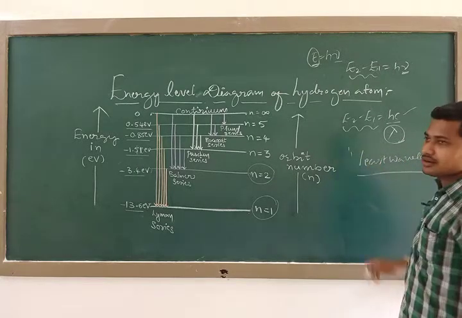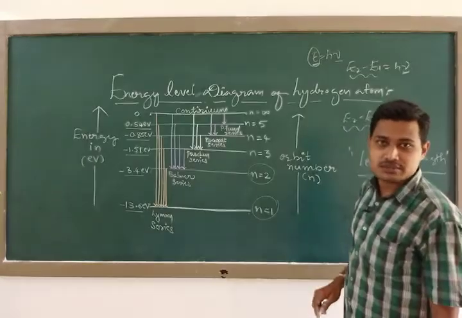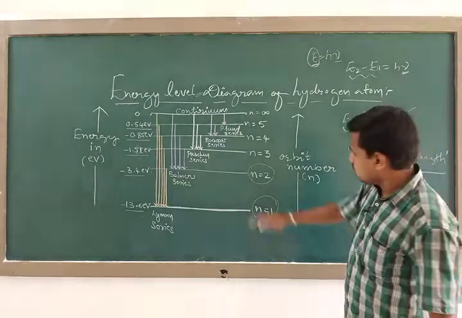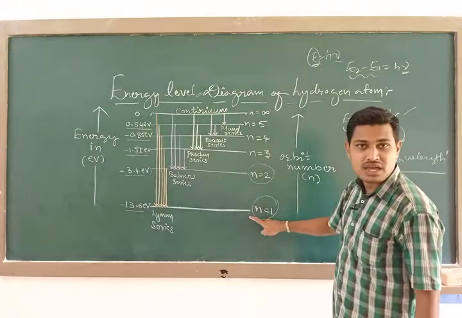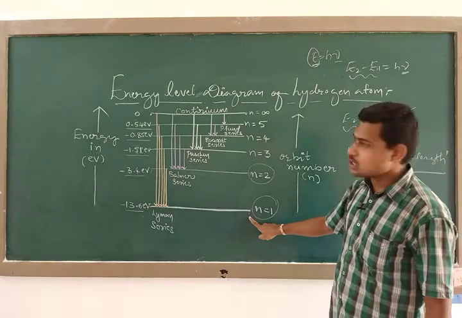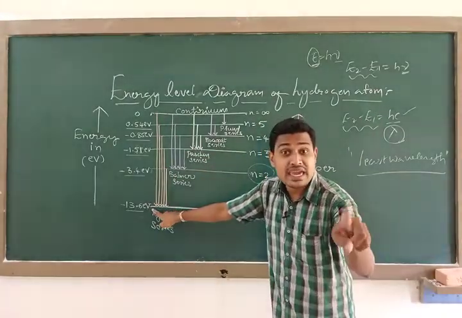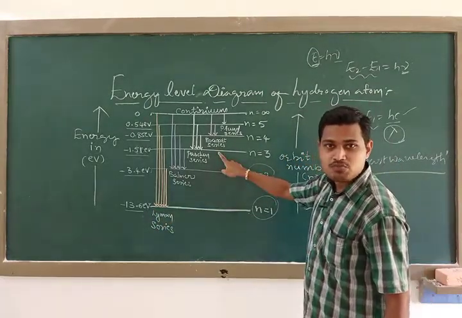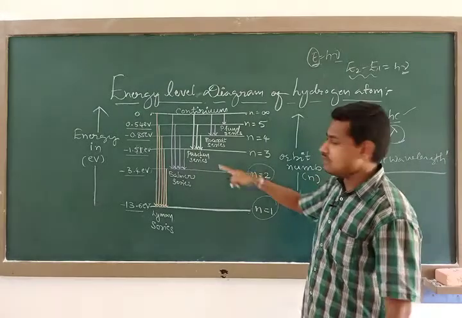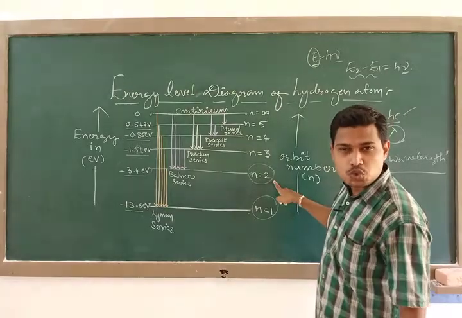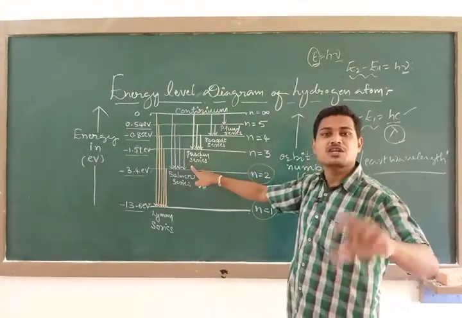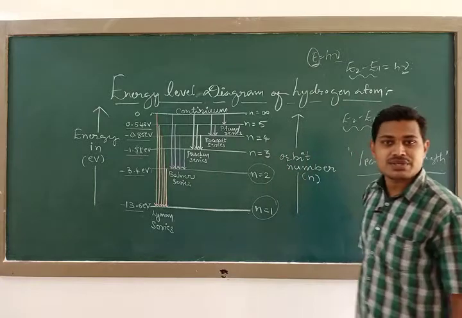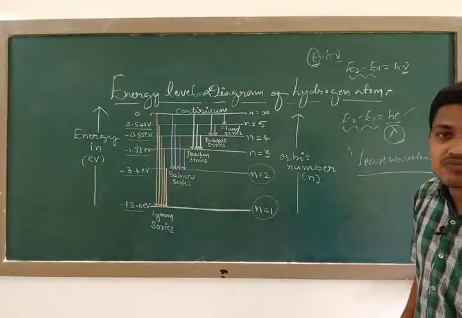This is very important as far as the numericals of this chapter are concerned: longest wavelength and shortest wavelength. In general, longest wavelength means shortest frequency, which corresponds to the transition from n equals 2 to 1. Longest frequency corresponds to what? The transition from infinity to 1 in the case of the Lyman series. This is very important. In the case of the Balmer series, shortest frequency means longest wavelength, that is from third to 2. Longest frequency, shortest wavelength spectral line is from infinity to 2. Like that, we can apply it to the Paschen series, Brackett series as well as the Pfund series. So this is the concept of the energy level diagram of the hydrogen atom.